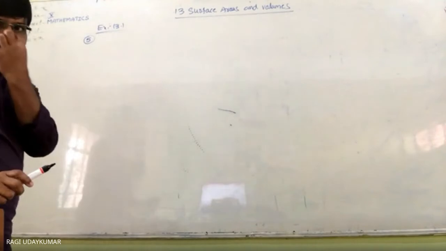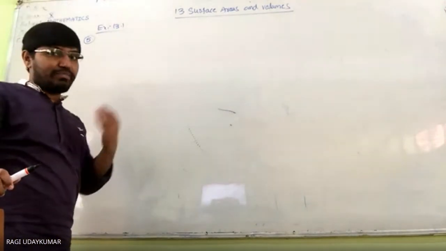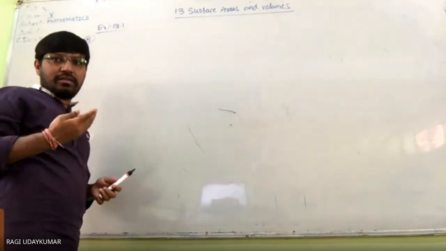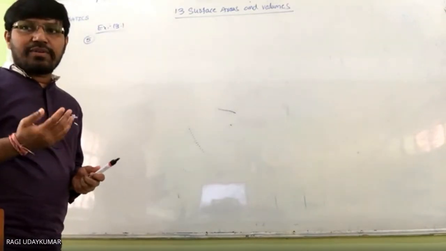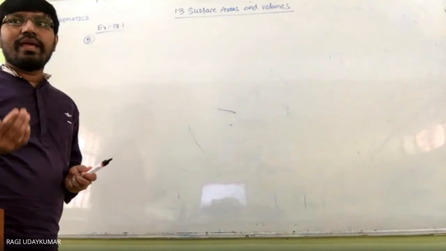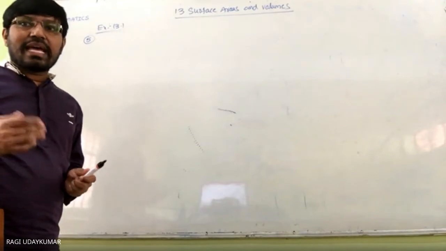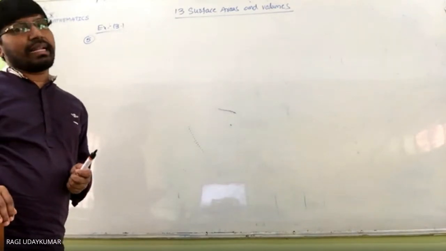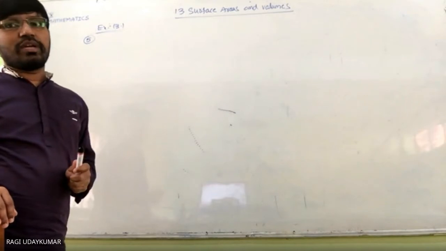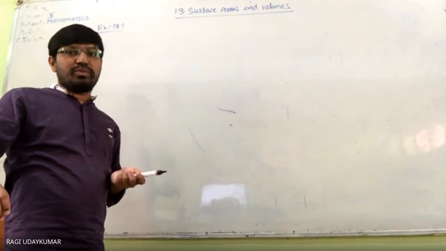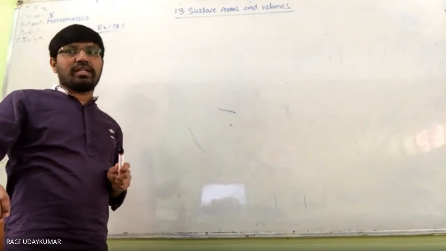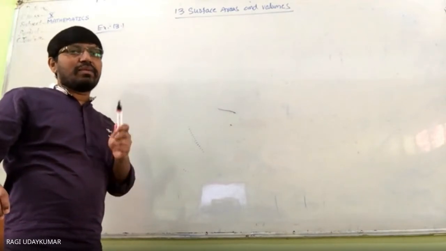So fifth one is given here. Hemispherical depression. Depression is nothing but cut कर लिया. Hemispherical depression is cut out from the face of the cubical wooden block, such that diameter L of the hemisphere, diameter is given to you, hemisphere का diameter is given to you, is equal to the edge of the cube. Same model है, ये भी problem same model है. Determine the surface area of the remaining solid.